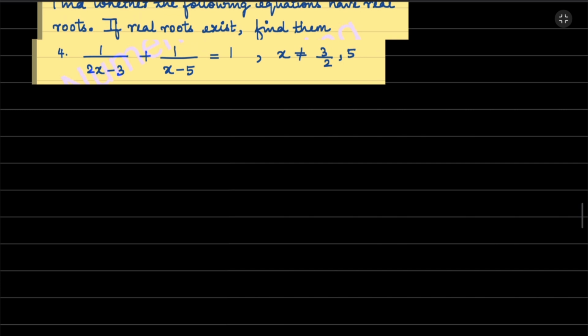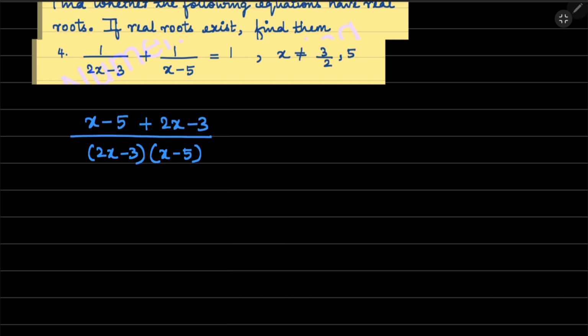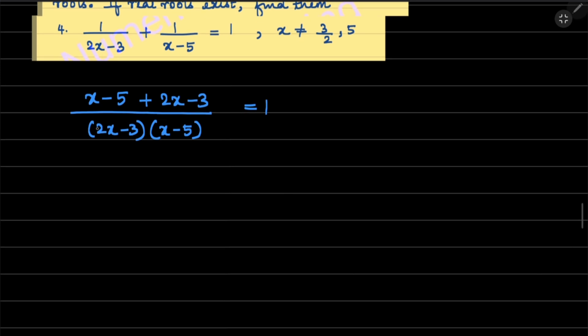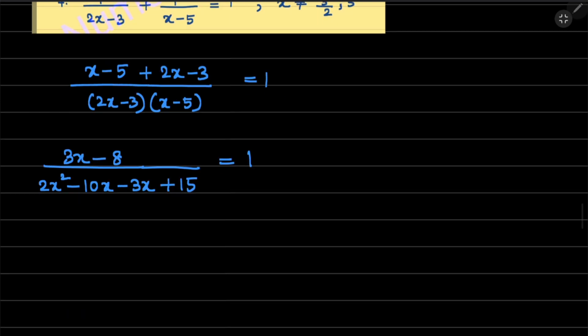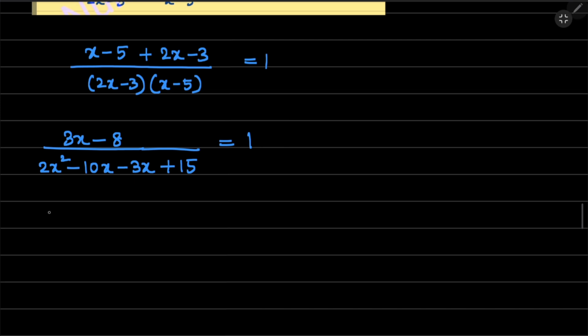Here, since you have a fraction and all the x terms are to one side, let's just take the LCM. So 2x minus 3 multiplied by x minus 5 is the denominator. Numerator will have x minus 5 plus 2x minus 3 equal to 1. On solving, what would you get? x plus 2x is 3x minus 8 divided by, multiply each term with the other one. So you have 2x square minus 10x minus 3x plus 15 equal to 1. So let us cross multiply.